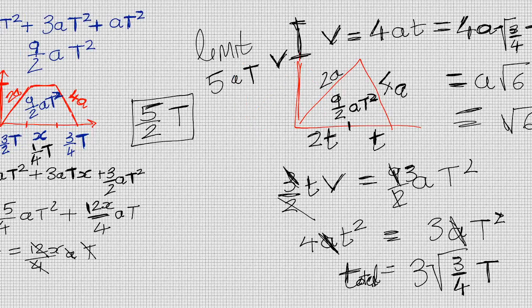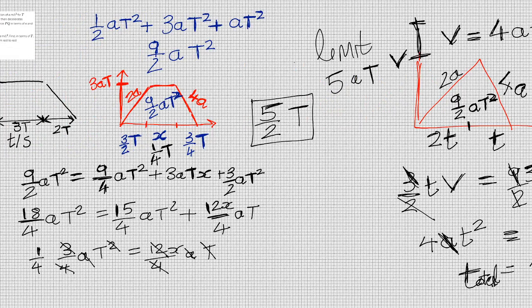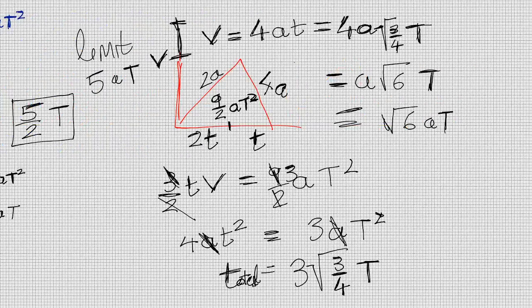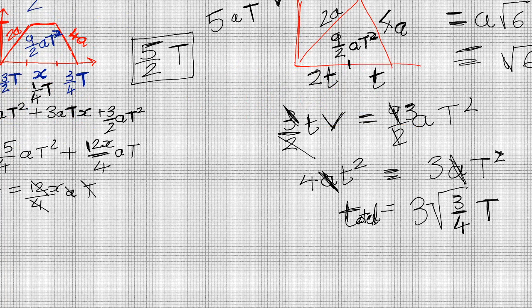Oh, but this is a different question, so should I be comparing like this? Okay, so 5 over 2t and 3 root 3/4. So I guess I should clean that up a little bit, because root 4 is 2, so it would be 3 over 2 root 3t. Okay.